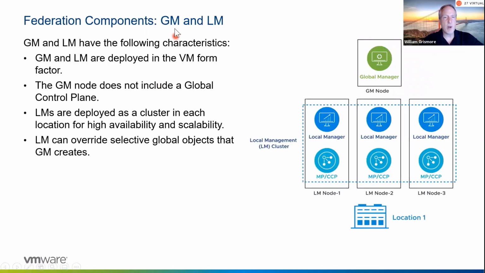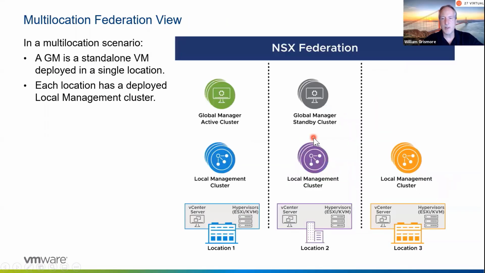And here's all the different components. So we have the global manager and the local manager deployed in the form of a VM. So it's an appliance just like we're used to. The global manager node does not include the control plane. That's still going to be managed locally. The local manager is deployed as a cluster in each location for high availability. And there are some settings where a local manager can actually override a global manager setting.